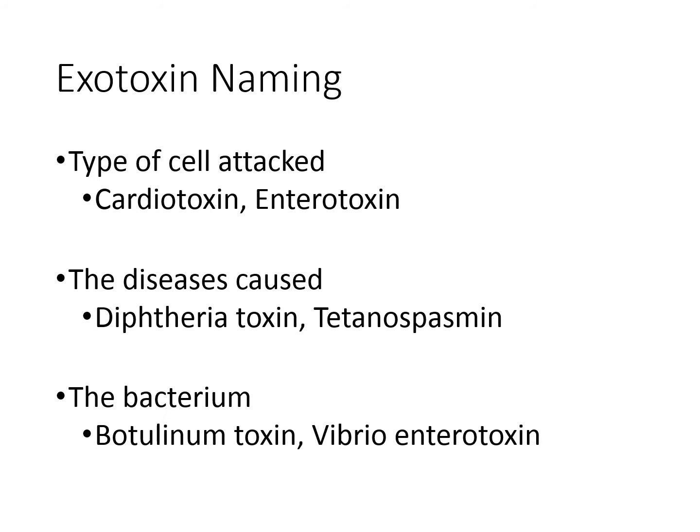Vibrio cholerae produces Vibrio enterotoxin. So this is a toxin that attacks the intestinal cells, causes them to release ions into the lumen of the intestines. That's followed by water, which leads to diarrhea. But it's named for Vibrio cholerae, the bacterium that produces the toxin.